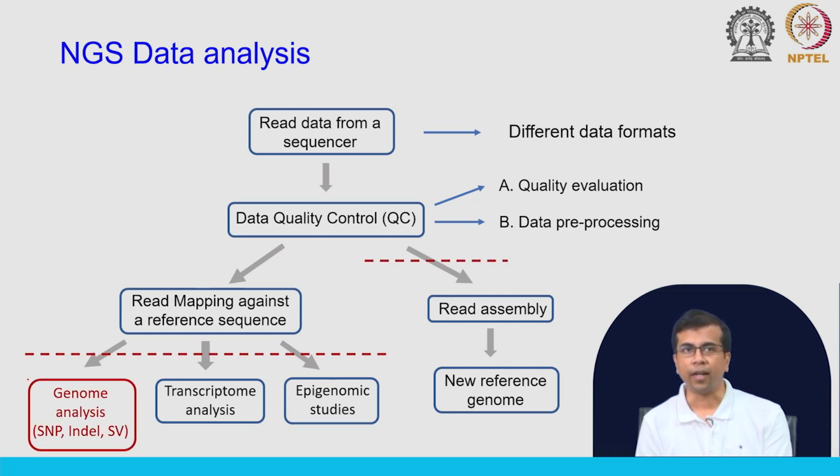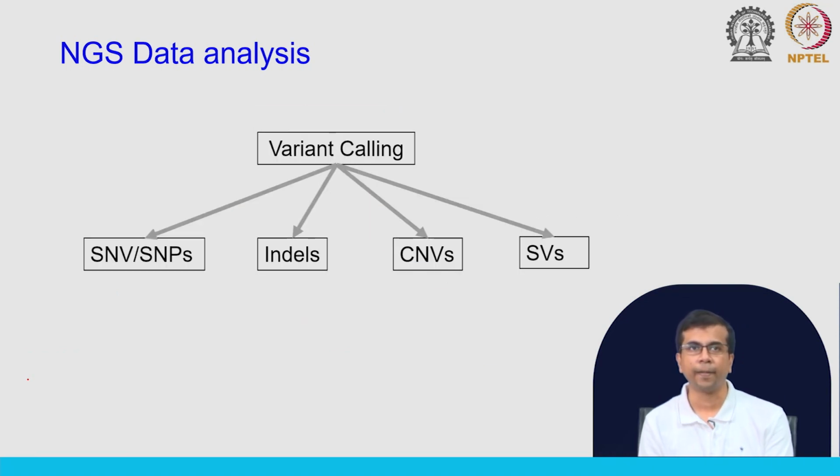So, these lines actually mark where we are now. We have learned about this mapping, and also on the other side we have learned about the quality control. Up to that point we have reached, but we have not talked about the assembly. So, we will now focus on this genome analysis which is highlighted here.